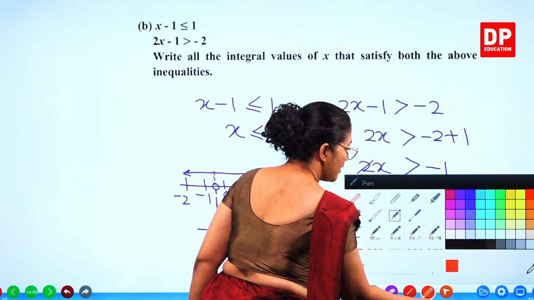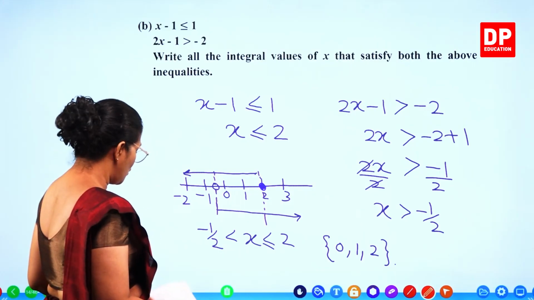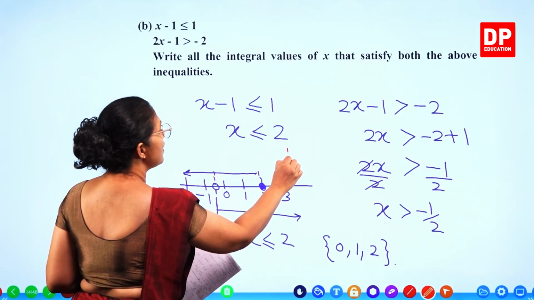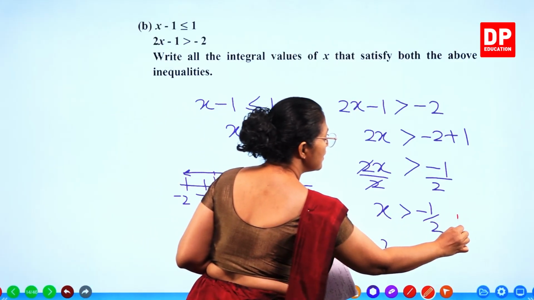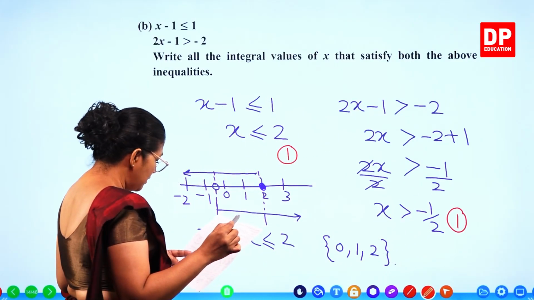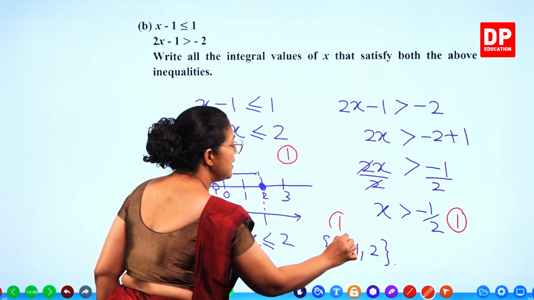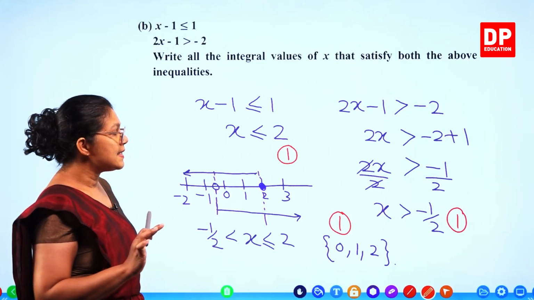Let's see how we give marks for these two. You get 1 mark for x less than or equal to 2, and 1 mark for x greater than minus half. And for the integral solutions, you get 1 mark. So altogether here's 3 marks, and in the previous part A, we gave 7 marks.